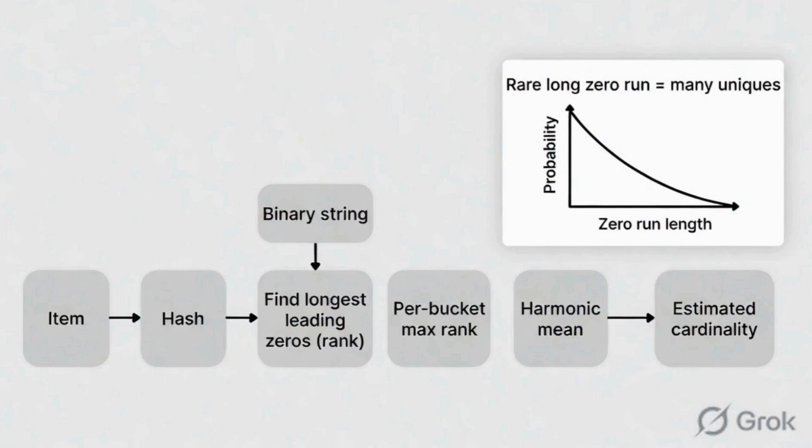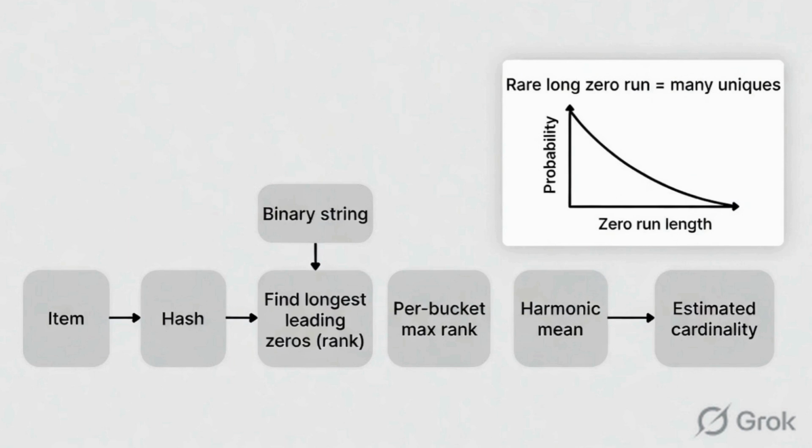Start with any item, hash it into a random binary string. Then find the longest run of leading zeros, that's the rank. The rarer and longer that run, the more unique items are likely out there. See the small inset probability curve. Long zero runs are exponentially rarer as cardinality grows. That's the probabilistic magic.